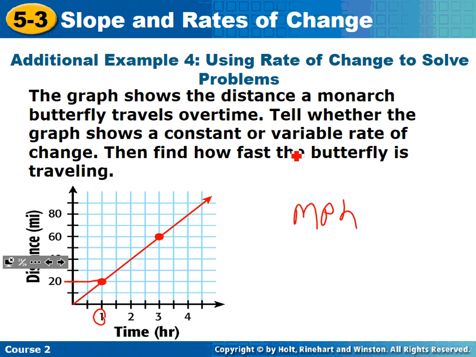Read the graph. Well, if it's constant, you could go by the second one. You could go from 1 to 2. So from here to here, how far does it go? It's going from 20 to 40, which is still 20 miles an hour. So you could do that.